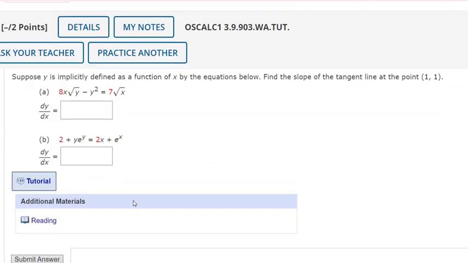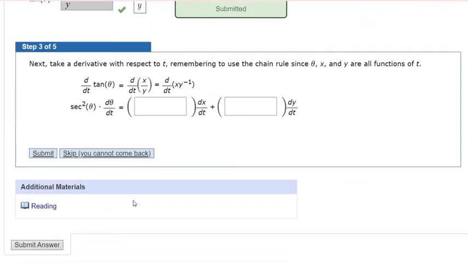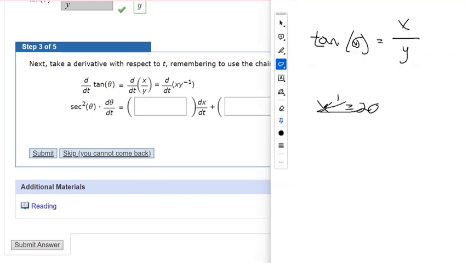And then they're probably going to want us to do the derivative. Yeah, okay, so they just want you to take the derivative. We need to use implicit differentiation because theta, x, and y all depend on a different variable, on time. So when you take a derivative of the left side, the derivative of tangent is secant squared theta.